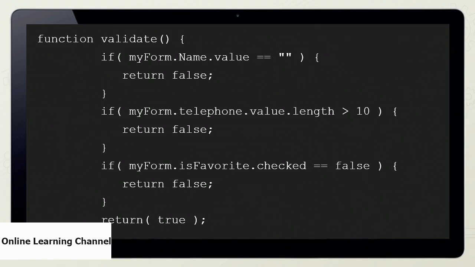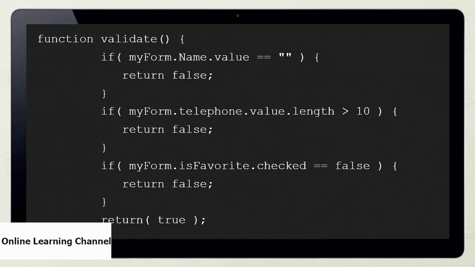So what we could do is check the length of the value of the telephone input field within this form to make sure that it is less than 10. Because if it is more than 10, it is probably not a valid North American telephone number, and we should return false from this check.